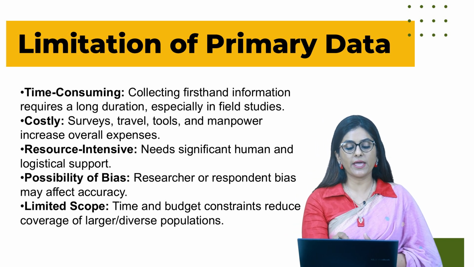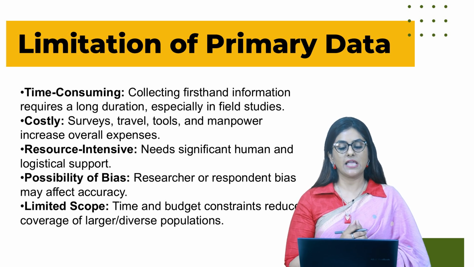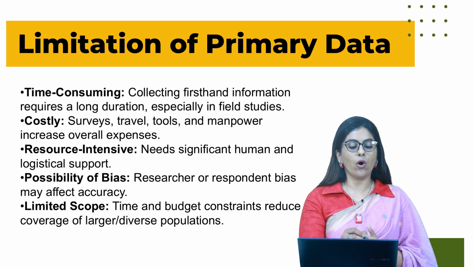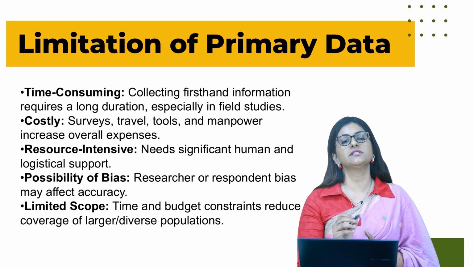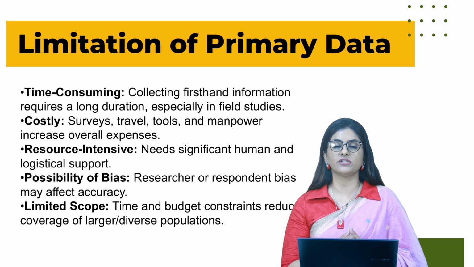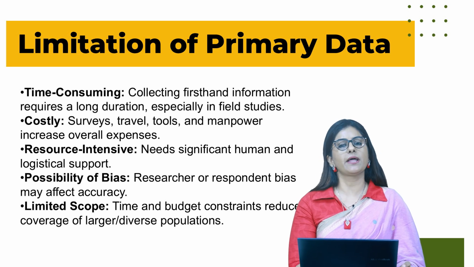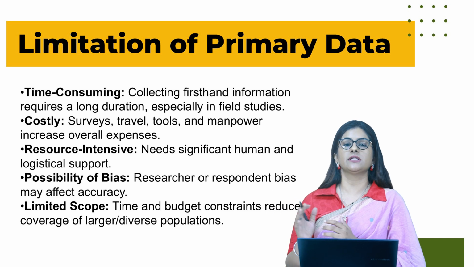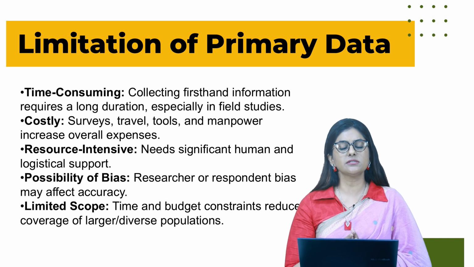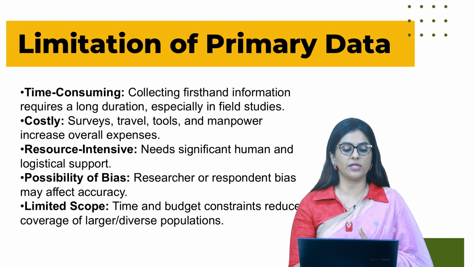The fourth limitation of primary data is the possibility of bias. That bias can come from the researcher's point of view or from the respondent's personal bias, which can affect the quality and objectivity of the study. And the last limitation I would say is that primary data has its own limited scope. Due to time and budget constraints, researchers may not be able to reach a large or more diverse population.